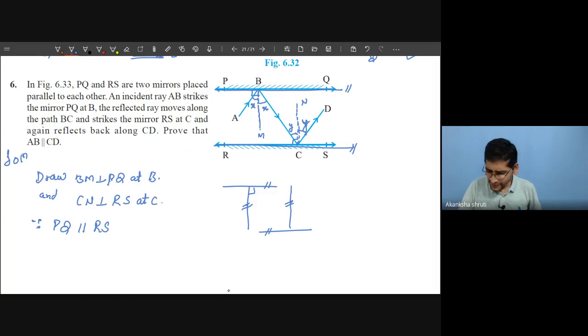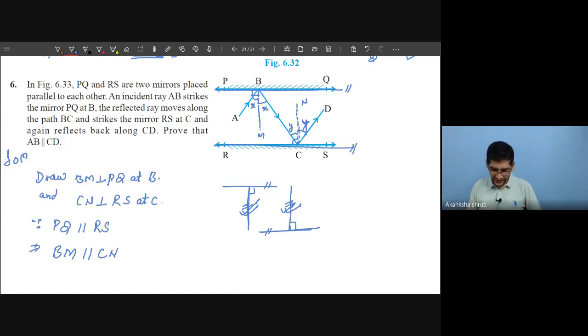So whatever the perpendicular on the first line, the second line, the perpendicular that we have drawn on the second line, these two will also be parallel. So these two are also parallel. Because of this, BM is also parallel to CN. Students, this M and N are our construction.